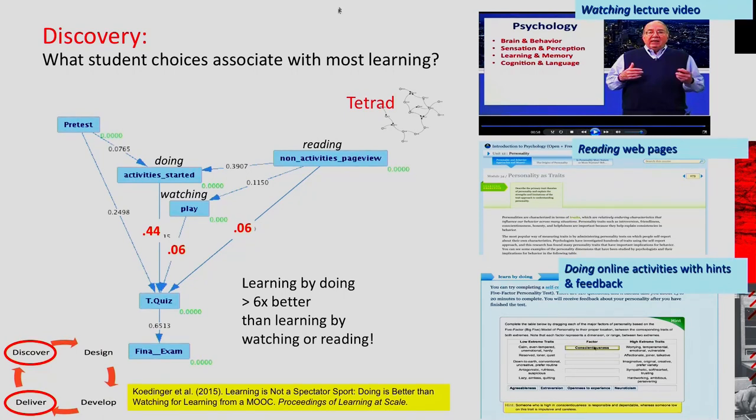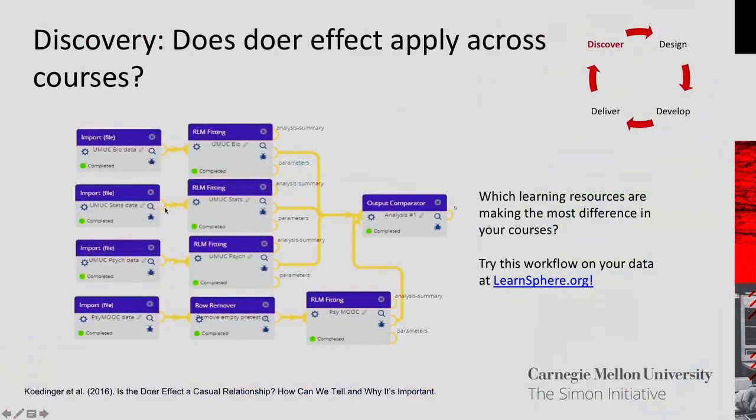In particular, I want to highlight how this causal model is, in essence, controlling for pretest, which does have a direct effect on the quiz. But then you see these counts of activities, that's the doing, counts of reading, particularly readings that are not associated with activities, and the amount of watching. And these are standardized regression coefficients, if I can be a little technical, which allows you to compare them directly.